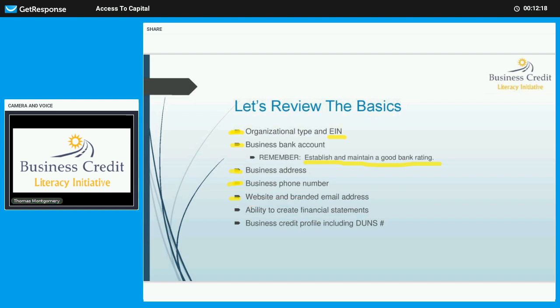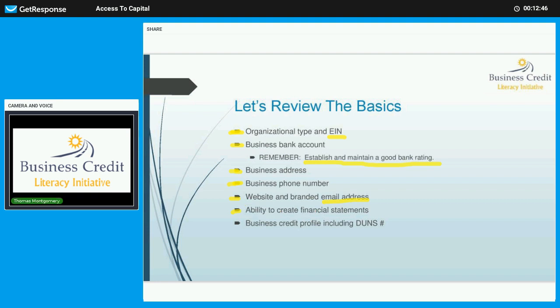Next is every business at this point in our society needs to have a website. It could be very basic and very limited, but it states who you are and what you do. And so then the email that you conduct your business with needs to be branded to that. We don't want to be using Gmail accounts or Yahoo accounts. The email address should be branded back to your website using your URL.